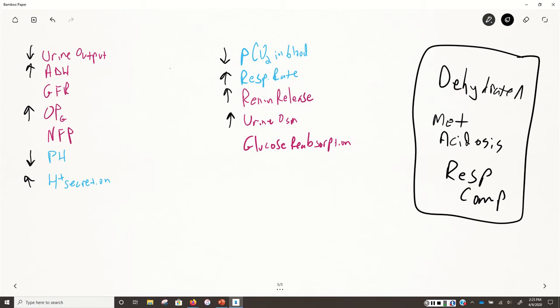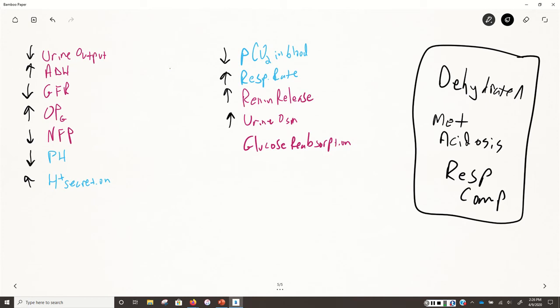Next, net filtration pressure. Well, osmotic pressure of the glomerulus, think back to when we were doing that drawing in kidneys. When osmotic pressure was up, net filtration pressure is down because osmotic pressure opposes net filtration pressure. Hydrostatic pressure in the glomerulus supports net filtration pressure, but osmotic pressure in the glomerulus opposes net filtration pressure. And if net filtration pressure goes down, glomerular filtration rate goes down.